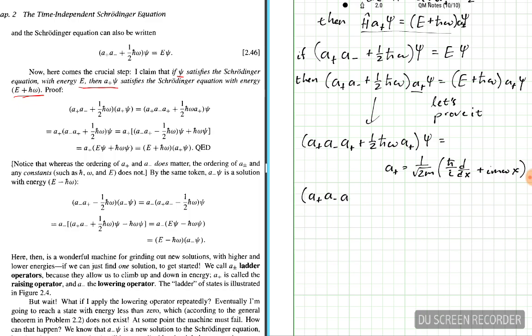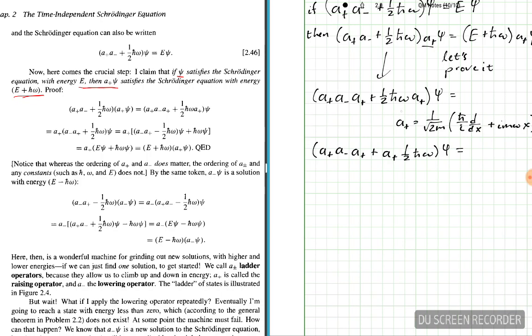So operators you do have to be careful with. This is not always the case where the order doesn't matter. For multiplication of numbers, the order does not ever matter, but for operators it can matter. If there was an x here, we certainly could not do that, because if I were to move the operator to the left of an x, then I would have to perform this derivative operation on that x, and that is not what this equation says is appropriate to do.